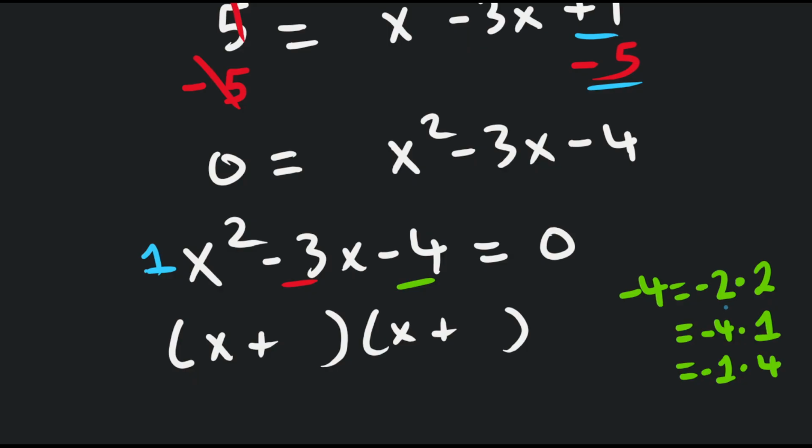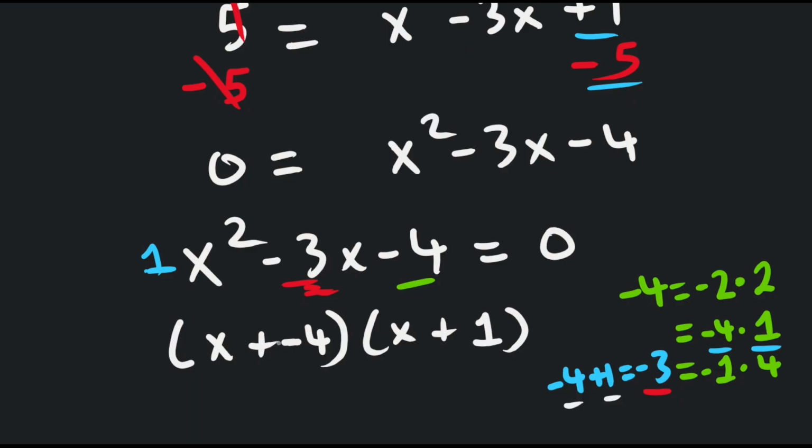So which of these can add up to -3? Right here, as we can see, -4 and +1, because -4 plus 1 equals -3, which is our b term. Our b term is -3. So we can go ahead and use -4 and +1. We'll put a -4 here and a +1 here.